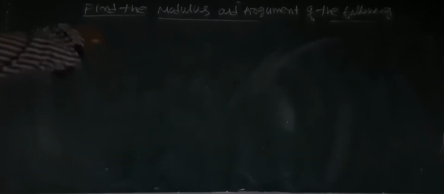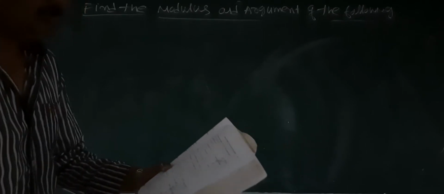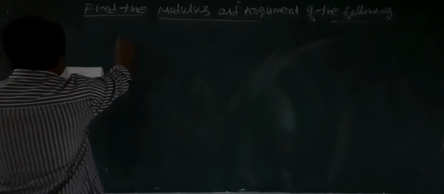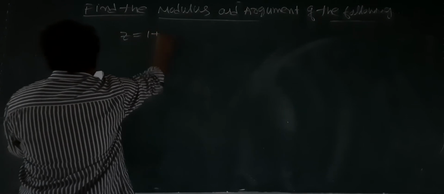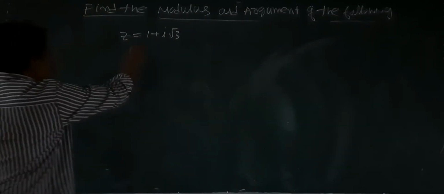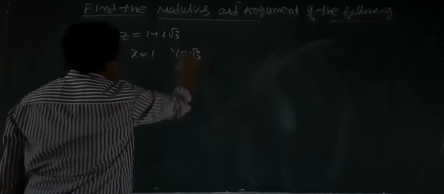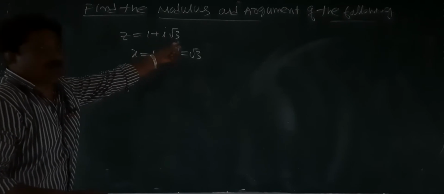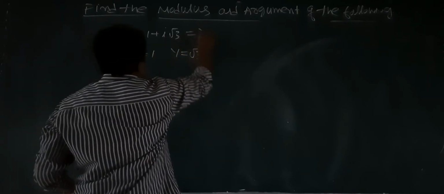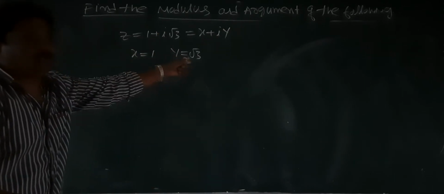Look at this, students. Find the modulus and argument of the following. First question is z equals 1 plus i root 3. Now let's go for finding modulus and argument. Tell me x value, students. X is equal to 1. Y is equal to root 3. X plus iy. X is equal to 1, y is equal to root 3.